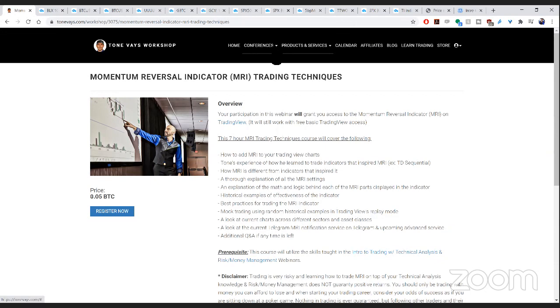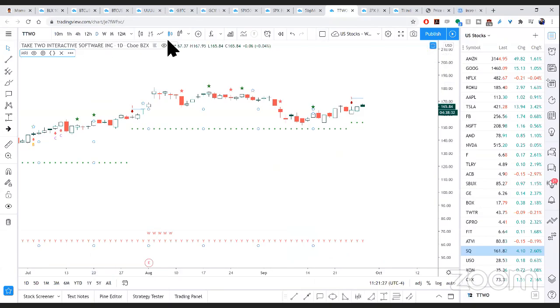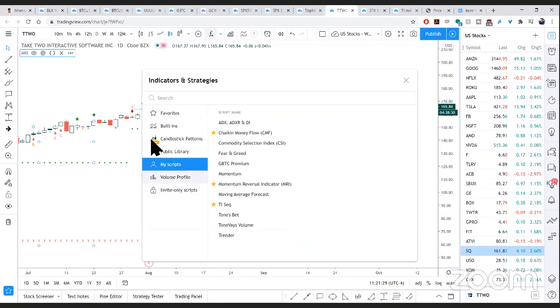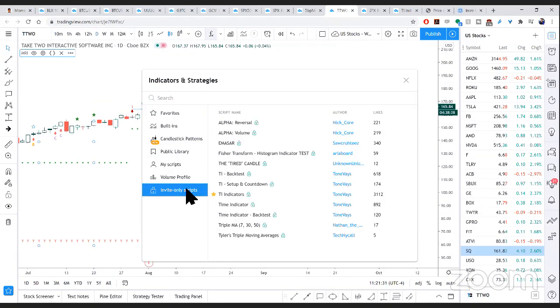It's a manual process to give everyone access to it individually, one by one. I got to copy and paste usernames in TradingView. But basically, in TradingView, you would go to add, and it would be in your invite-only scripts, and it will say MRI right in here somewhere.